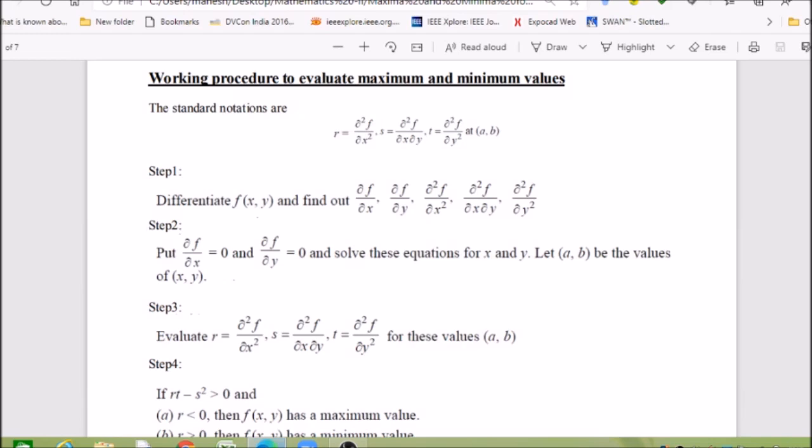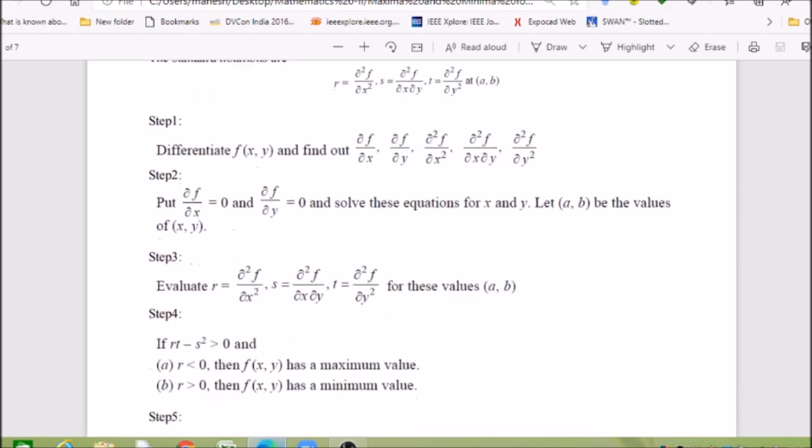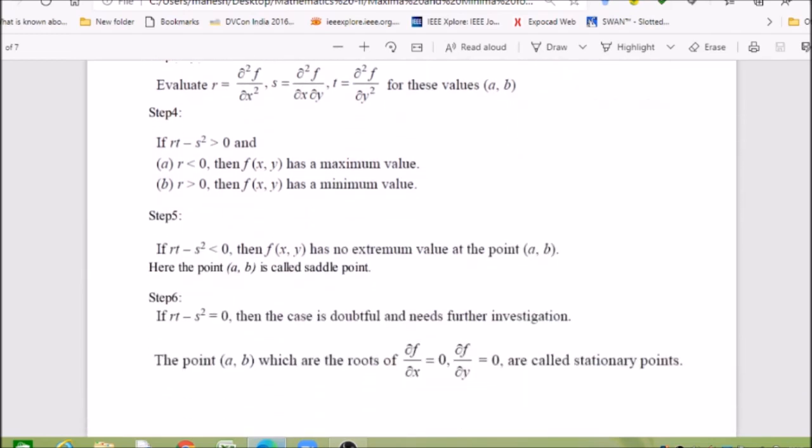So we evaluate r, s, t, where r is ∂²f/∂x², s is ∂²f/∂x∂y, and t is ∂²f/∂y², at these points (a, b). If the following conditions are satisfied, we get the maximum and minimum values.